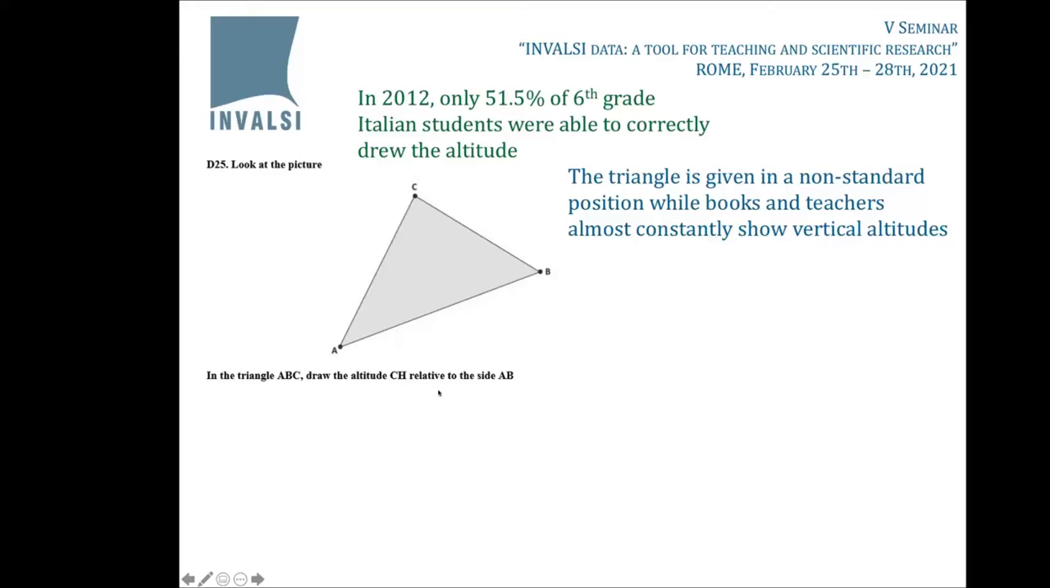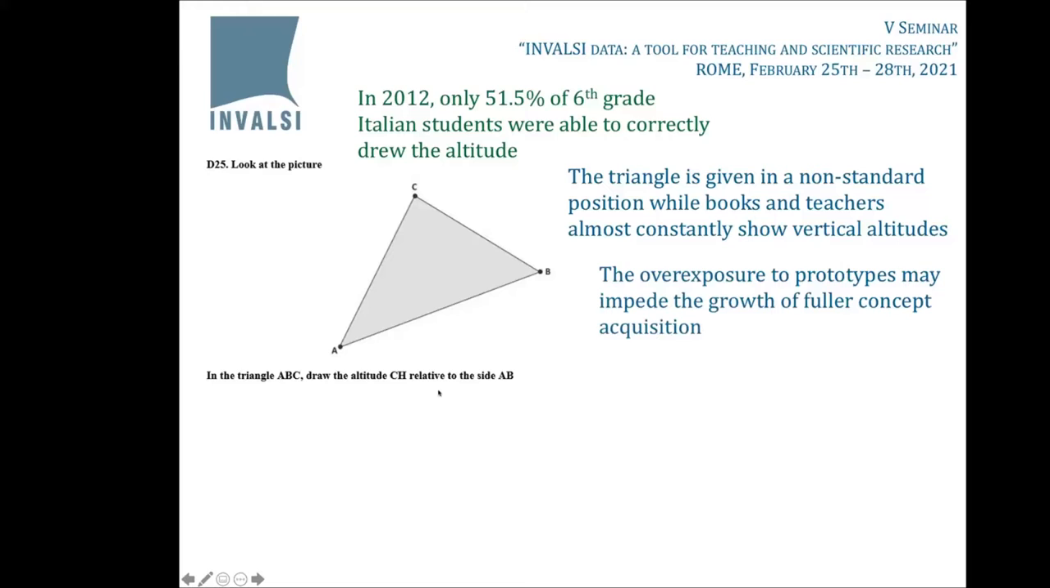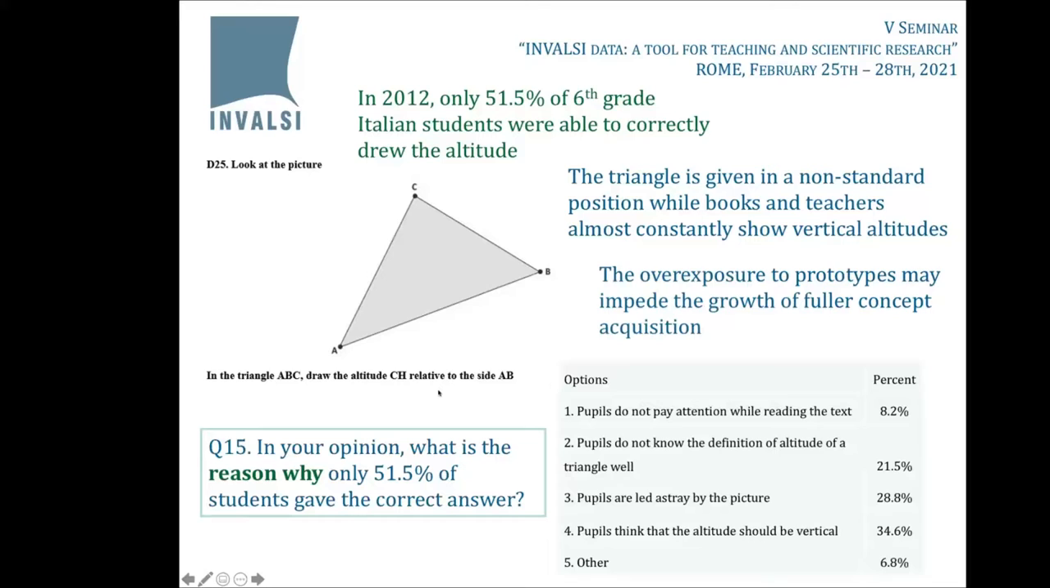And we know that this phenomenon could be explained by the overexposure to prototypes of vertical altitudes in the books and by the teachers, which may impede the growth of fuller concept acquisition. So, similarly to the previous item, we asked participants to give their interpretation of the nationwide results, choosing among these options in order to explain the reason for students' error. Again, pupils do not pay attention while reading the text. Pupils do not know the definition of altitude of a triangle well. Pupils are led astray by the picture. And pupils think that the altitude should be vertical.